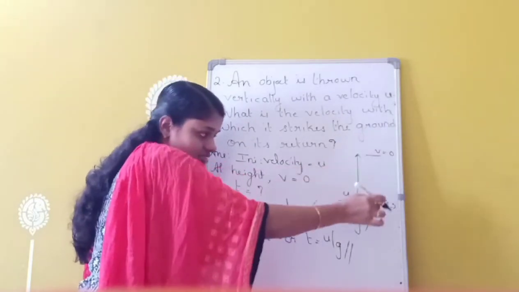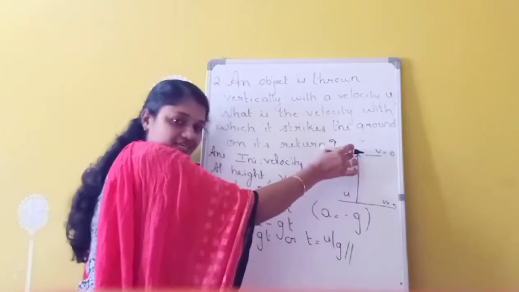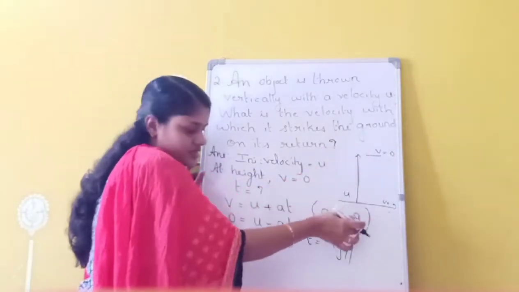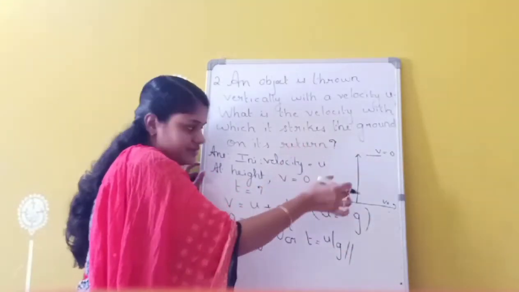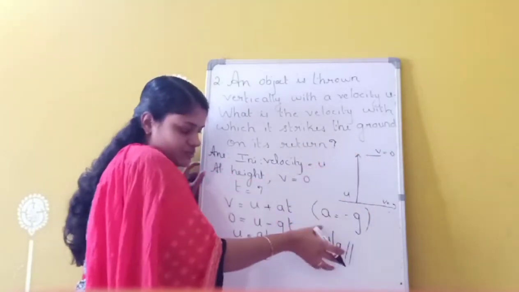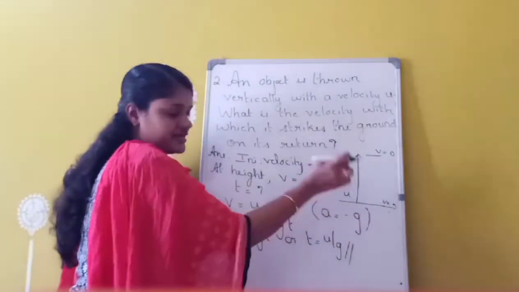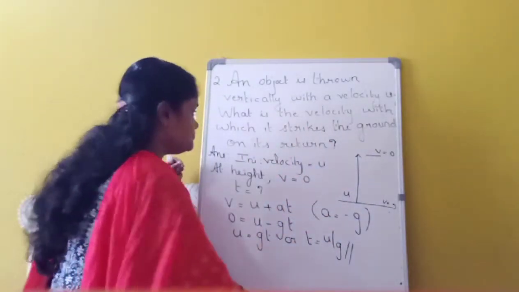Then on the return journey also, what is the time taken? It is the same. The time for going up is equal to the time for coming down. That means upward movement time is the same as downward movement time. So for the downward movement also the time is u by g. Okay. So now we have to find the final velocity.